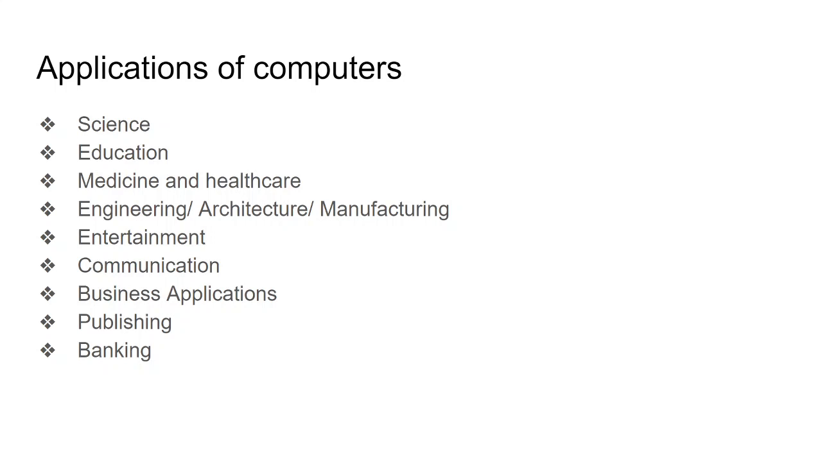Next is business applications. In business, real-time data, whatever we need to update, can be done through the internet. Business forecasting can also be seen, like how the product is moving, how the product is making demand, how the people are enjoying the product, or what their feedback would be. All this can be got through computers.